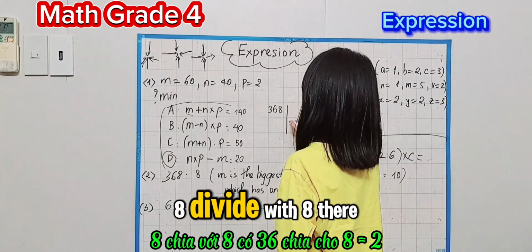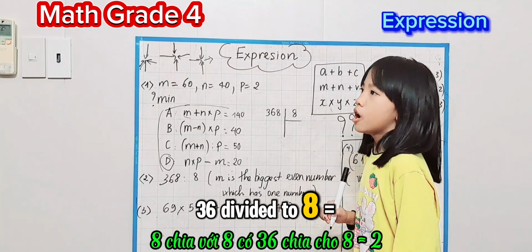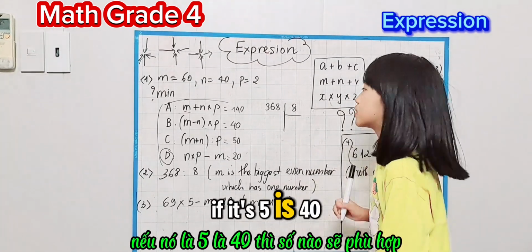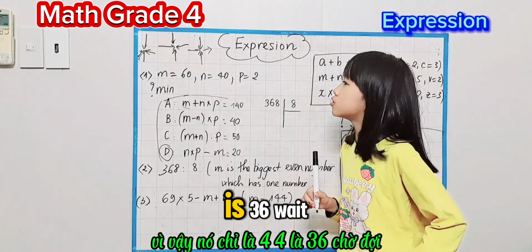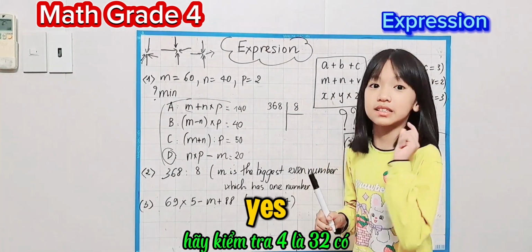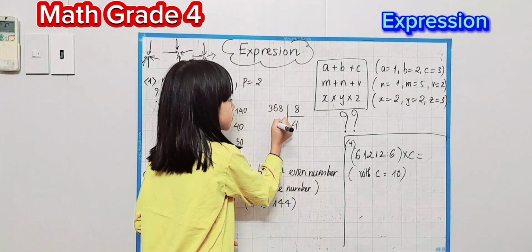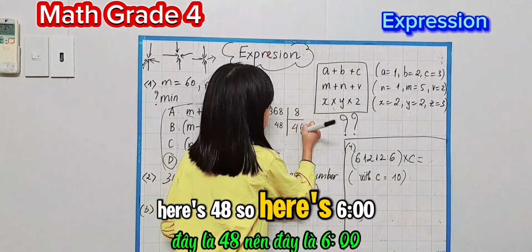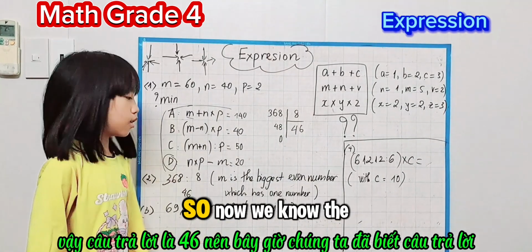8 divided by 8. There. 36 divided by 8 equals, if it's 5, it's 40. So which number will fit? It's only 4. 4 is 36. Wait, let's check it. 4 is 32. Yes, 4 is 32. So 4 is perfect. 32. Here's 48. So here's 6, 0. So the answer is 46. Now we know the answer.